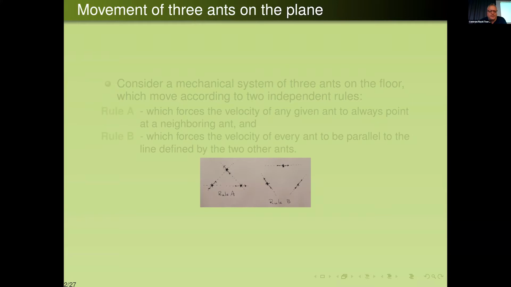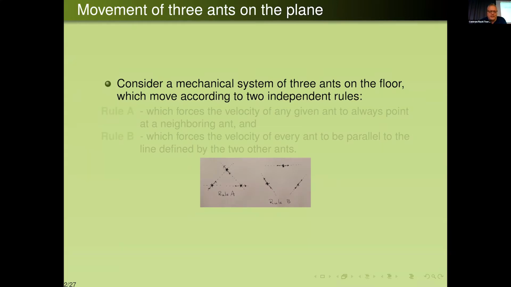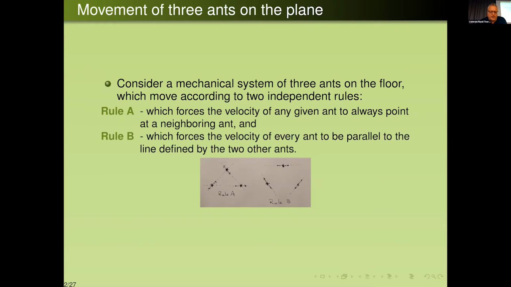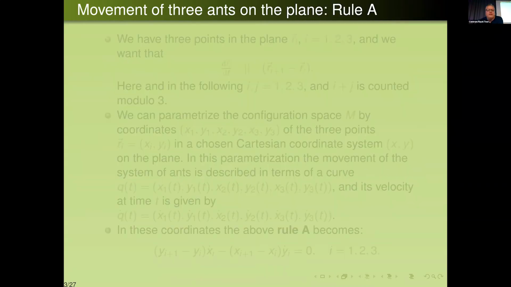So I'm considering a mechanical system of 3 ants on the floor, which move according to 2 independent rules, and I will be considering these 2 cases separately. First, rule A is such that it forces the velocity of any given ant to always point at a neighboring ant, as in the left picture. And rule B forces the velocity of every ant to be parallel to the line defined by the 2 other ants. So let's start with the analysis of rule A.